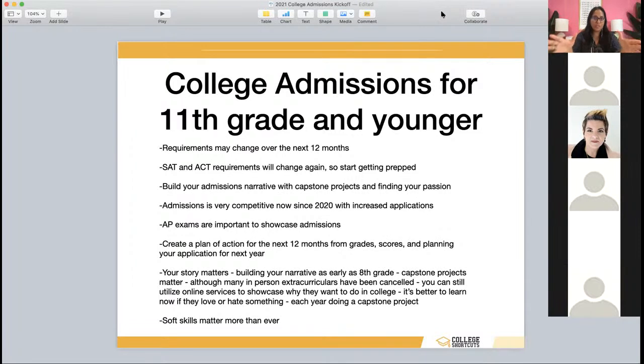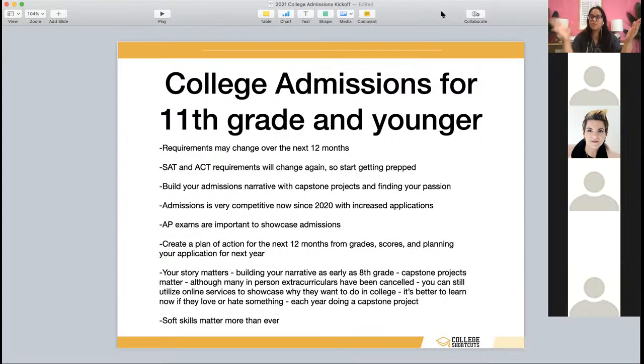AP exams still matter. Even if they're virtual, you've got to make sure that your kid is studying and has the right books, the thick books with practice problems. They get higher scores, they get credit for those classes, and you don't have to pay for them in college.